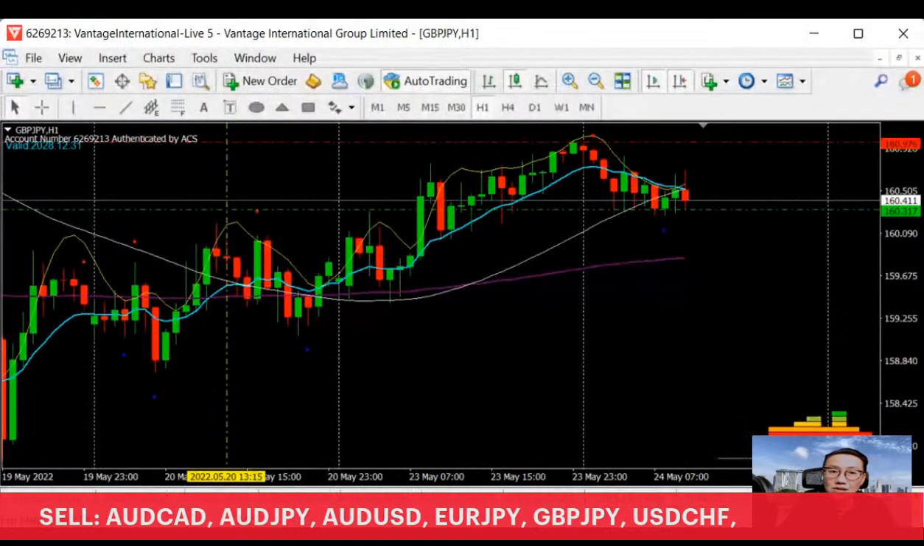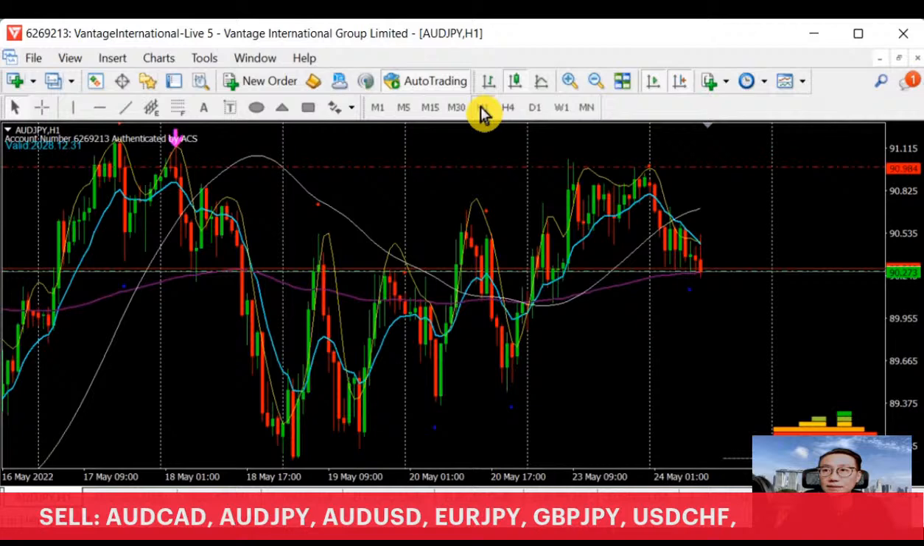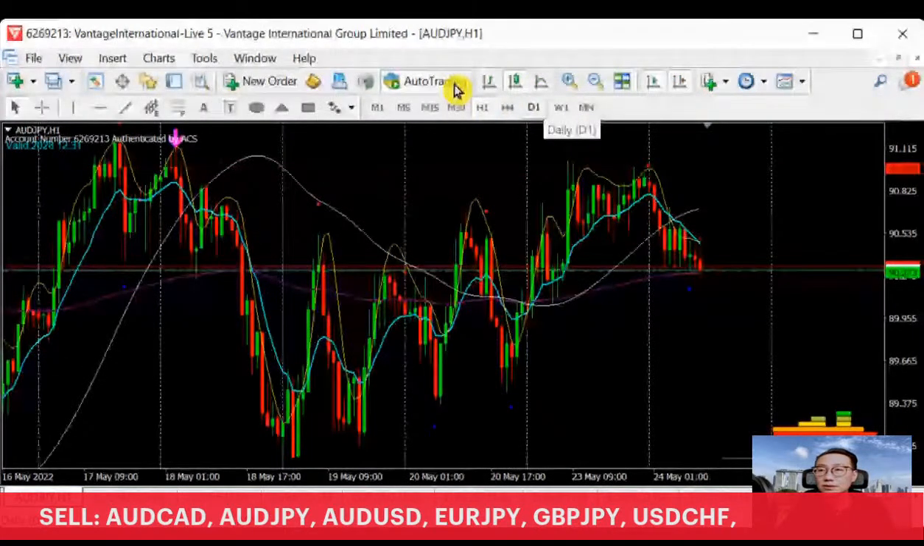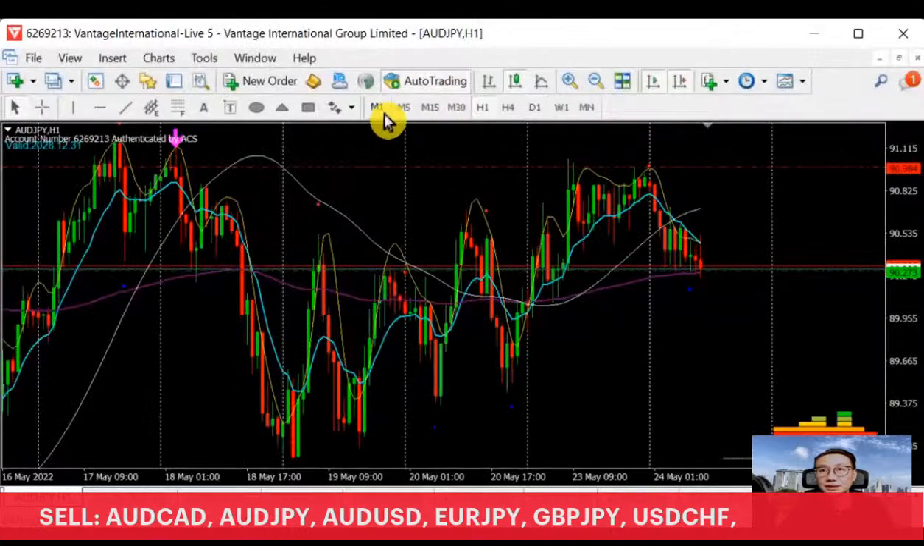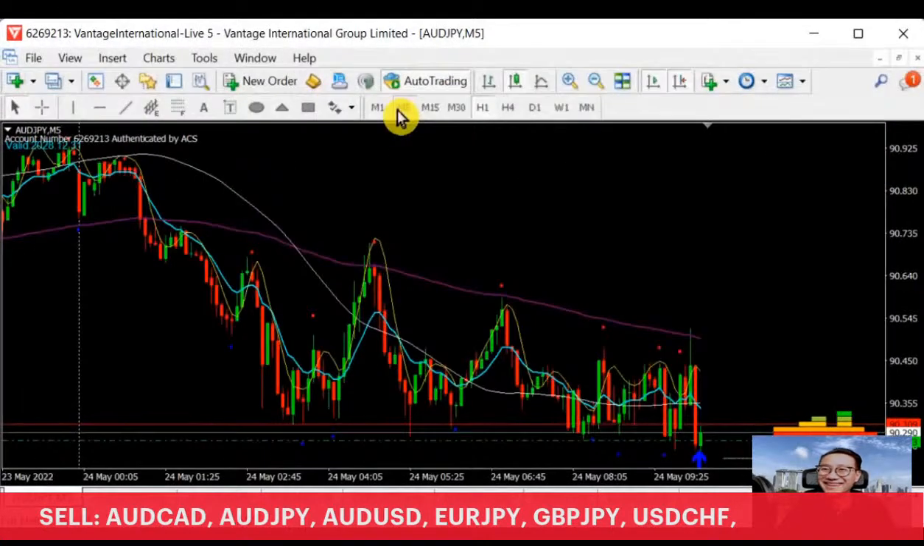So let me go to this Aussie yen. Did we manage to break the support when the H1 opened? No, we are not yet. Still far.